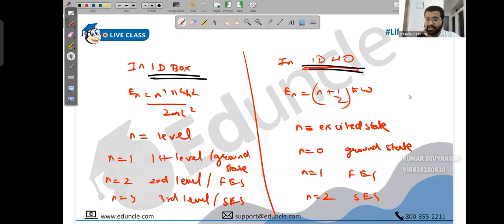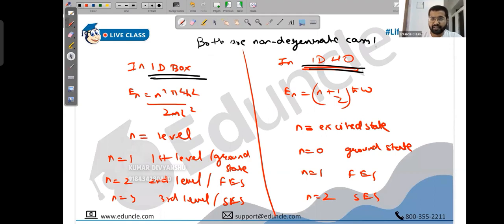And remember, 1D box and 1D harmonic oscillator, both of them are non-degenerate. There is no degeneracy in the 1D case. Write it very clearly: in 1D cases, there is no degeneracy. All the eigenfunctions, all the eigen energies, all of them are non-degenerate. Both are non-degenerate cases, so here we don't have to worry about degeneracy.